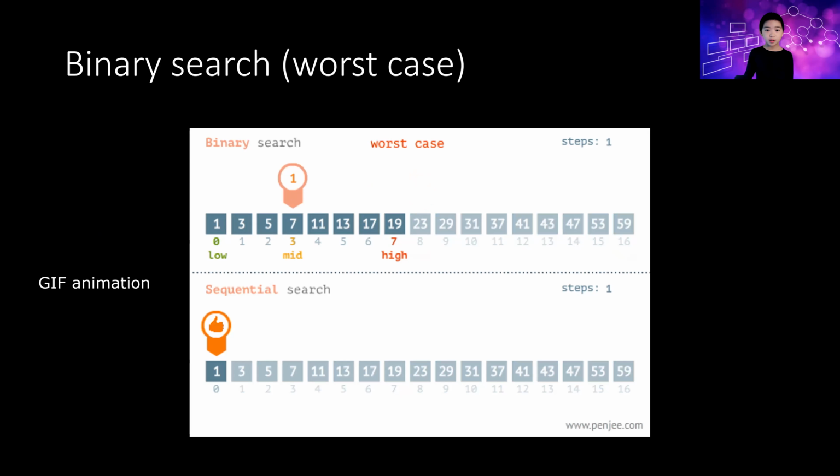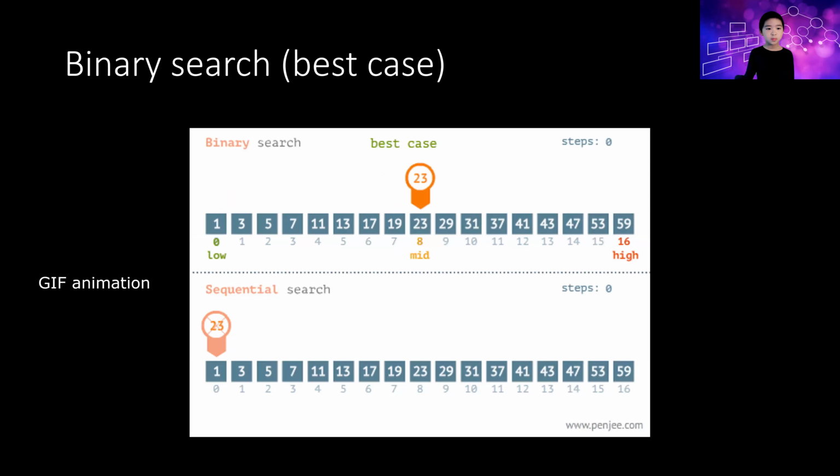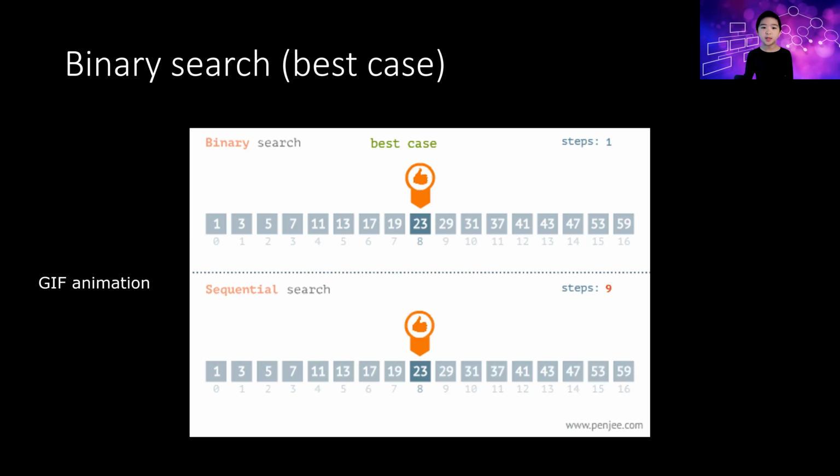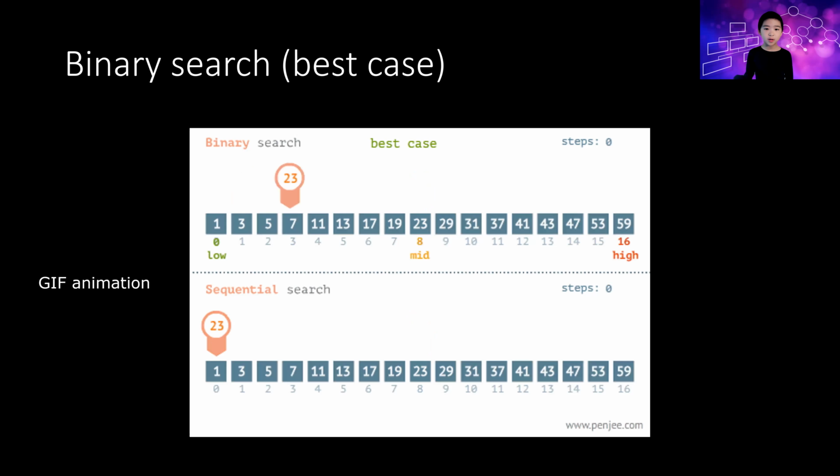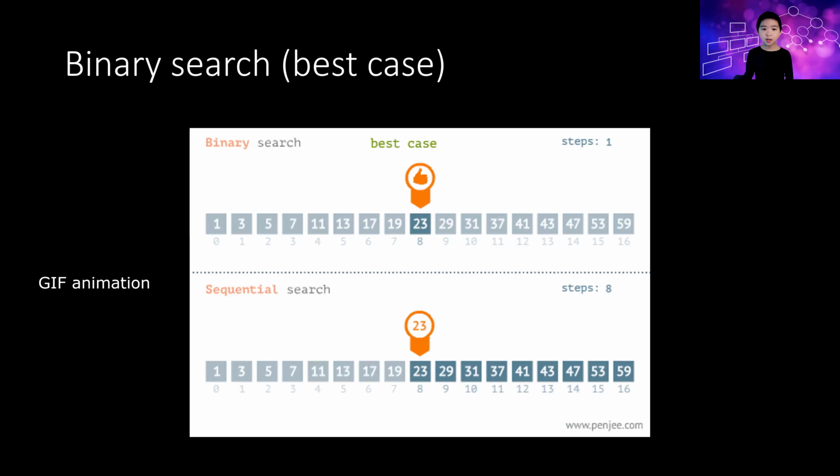In the worst case scenario, we search for 1. The binary search takes 4 steps, which is log n as we have predicted. The bottom solution is just lucky to find it on its first try. If we search for 23, then we have the best case scenario for the binary search, because 23 just happens to be the middle value of this array. The sequential search still has to go through every element. By analyzing the best, worst, and average case scenarios, we have a more complete idea of the performance of an algorithm in various conditions.